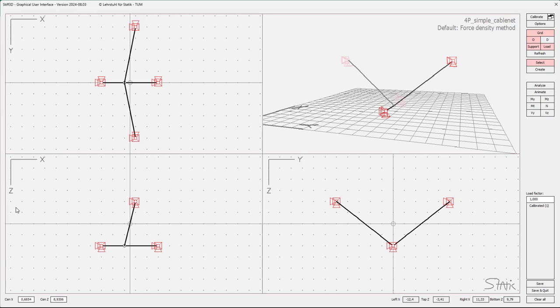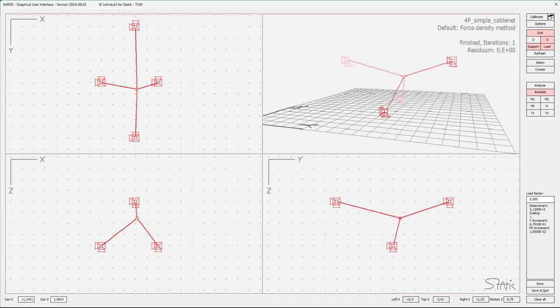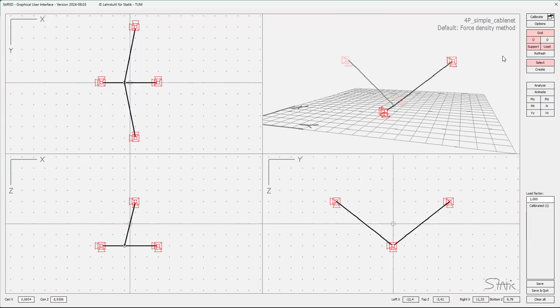Here we have a little screenshot from applying STIF 3D for our linear force density problem. We start with the initial geometry, as you see from the top, from the side, and here in a perspective view. And after one step, we have reached the state of equilibrium. You see the residuum is 0. That means all equations are solved to 0. Everything is fine.